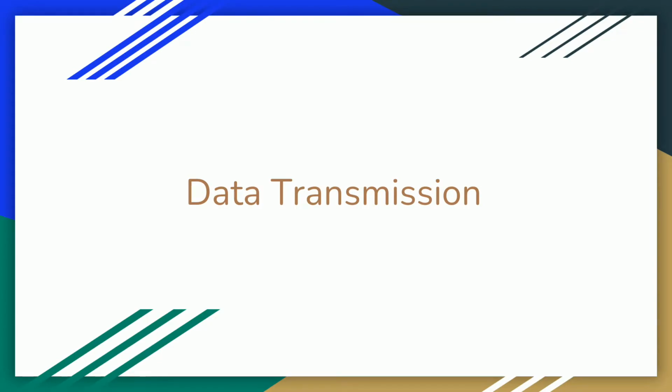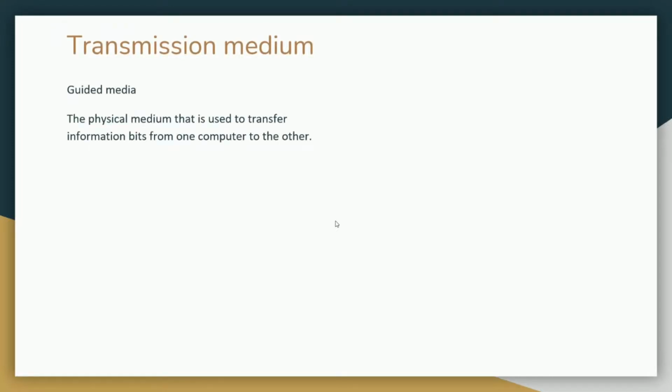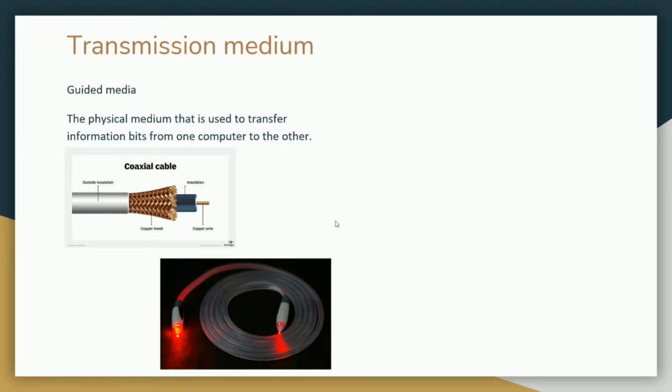Data transmission. What is data transmission? The movement of data from one digital device to another is known as data transmission. Transmission medium. Guided media: the physical medium that is used to transfer information bits from one computer to the other. Unguided media: methods that allow the transmission of data without the use of physical means.